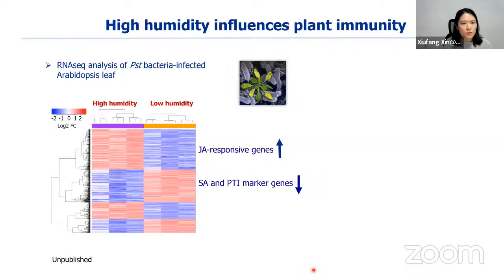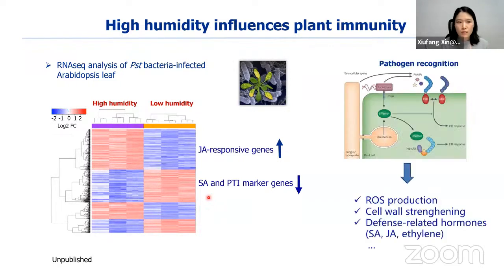So we initially performed an RNA-seq experiment using Arabidopsis inoculated with Pseudomonas bacteria and placed the plants under different humidity, and found that interestingly, there are many immunity-related genes, such as those related to jasmonic acid or salicylic acid, which are important defense hormones. So genes related to these pathways are differently regulated by humidity. However, one problem is that pathogen infection will activate multiple immune pathways, including the SA and JA pathways, and these pathways can crosstalk with each other.